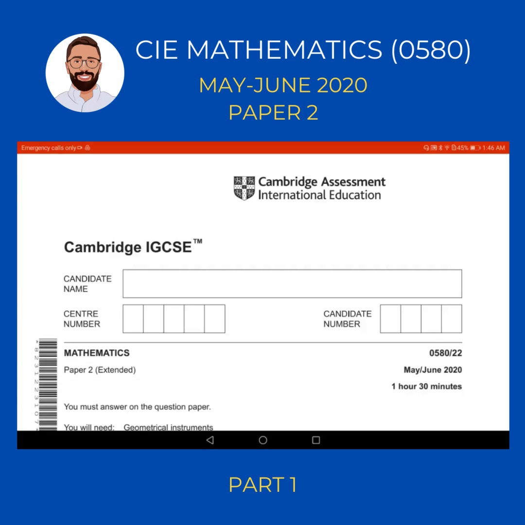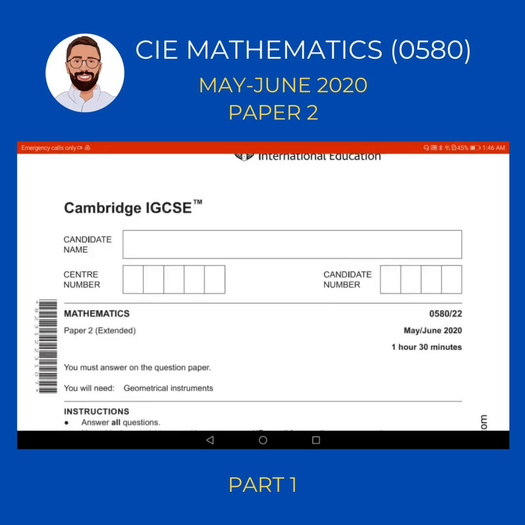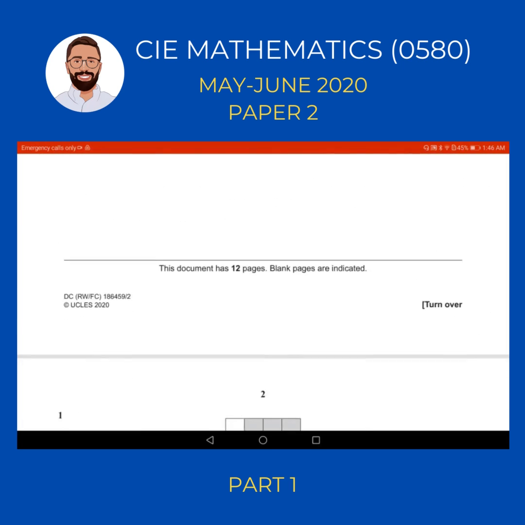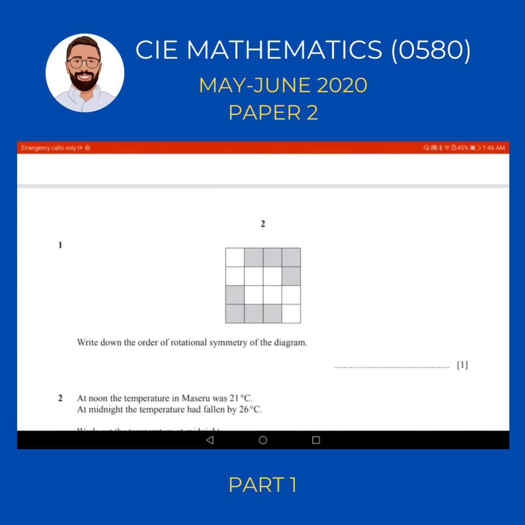May-June 2020, Paper 2, Extended. Question 1. Write down the order of rotational symmetry of the diagram.